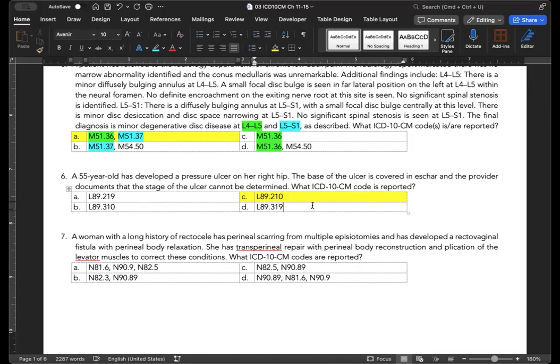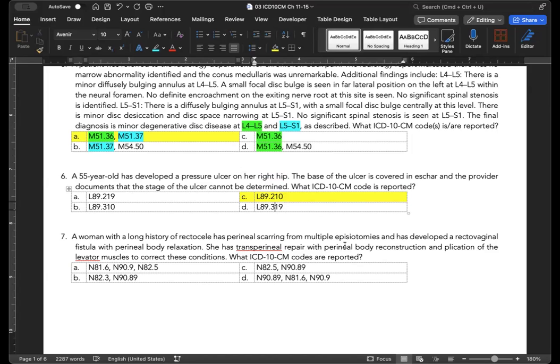Okay, you're welcome. And then your 319 and your 310, those are just going to be for different anatomic locations. So we just need to make sure that we are in the correct anatomic location, which was the 210, because that was for the hip. The 31 is going to be for the buttock. Okay. Any other questions on that one? Perfect.